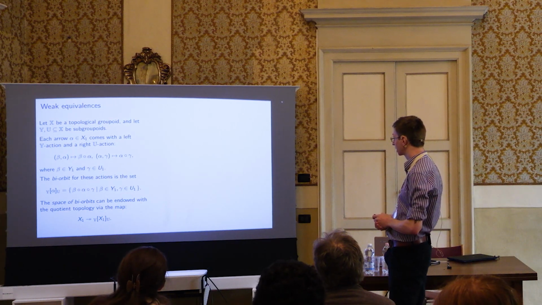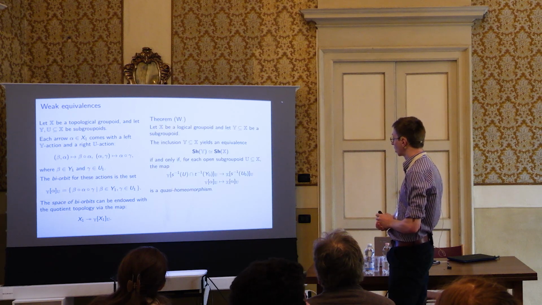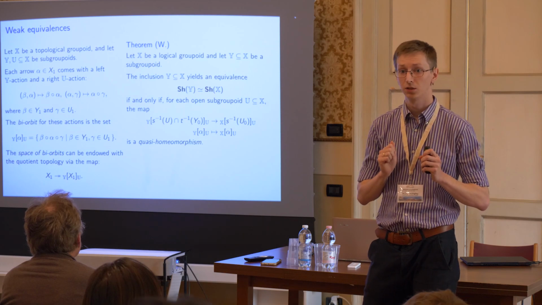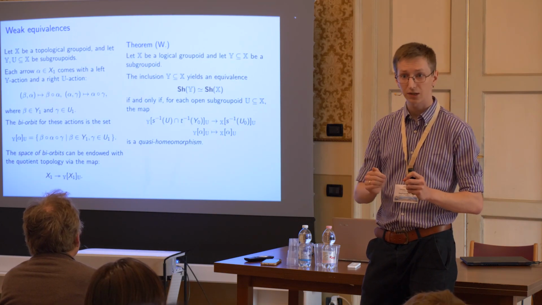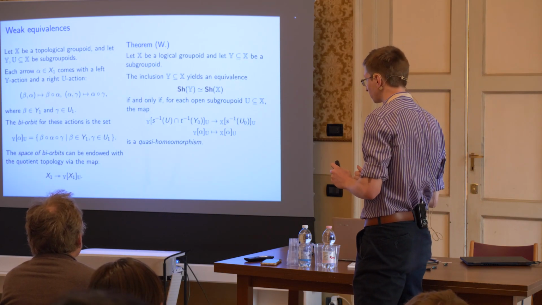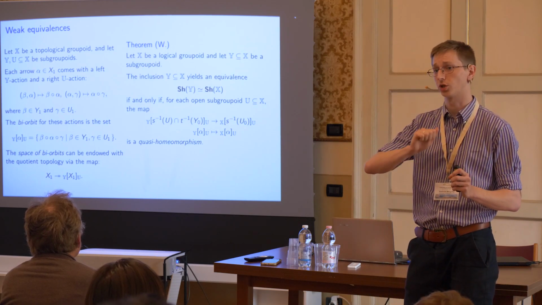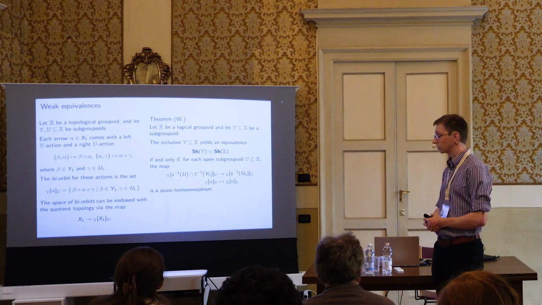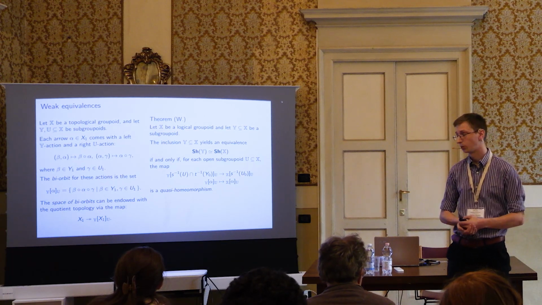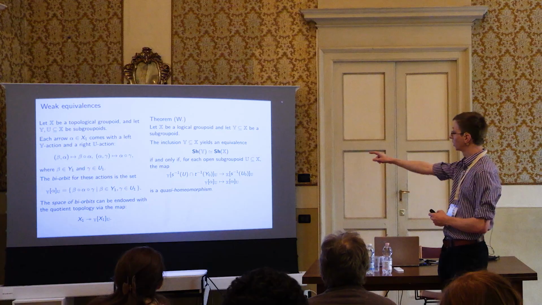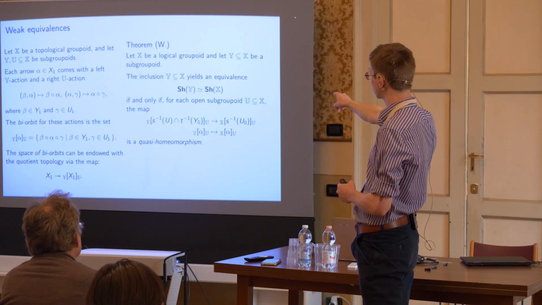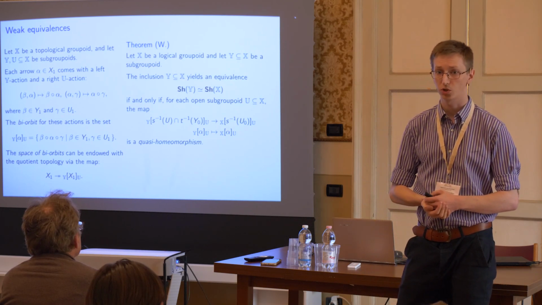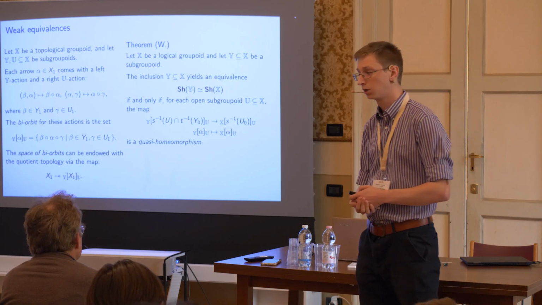And now, here comes the main theorem. If we have a logical groupoid and a subgroupoid endowed with the subspace topologies, the inclusion of Y into X induces an equivalence of their sheaf topoi if and only if, for every open subgroupoid U of X, this continuous map is a quasi-homeomorphism.